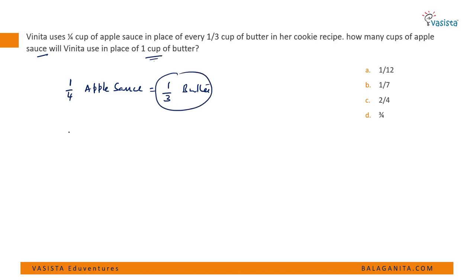So let us check out here. 1 cup of butter is nothing but 1/3 plus 1/3 plus 1/3, right? The denominator is the same, so you can directly add. When the denominator is the same, just add the numerators, that is 1 plus 1 plus 1, which is going to be 3, which is nothing but 1. So 1 cup of butter is nothing but three of these 1/3 cups.